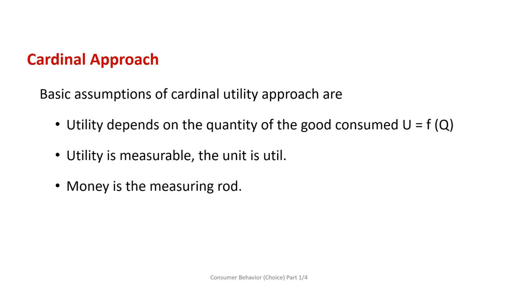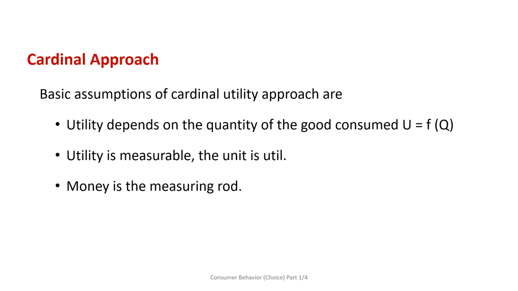Now, to measure the utility, money is assumed to be the measuring rod. That is, we say that how many units of money a person is ready to sacrifice to get a commodity is equal to the utils of utility that the person will get from consuming this commodity. That is, the utility in utils is measured by the willingness to spend on that commodity.